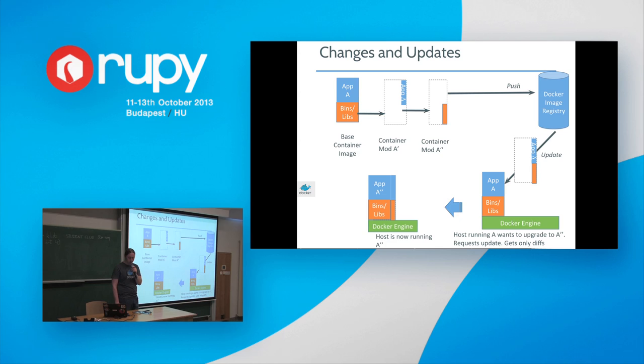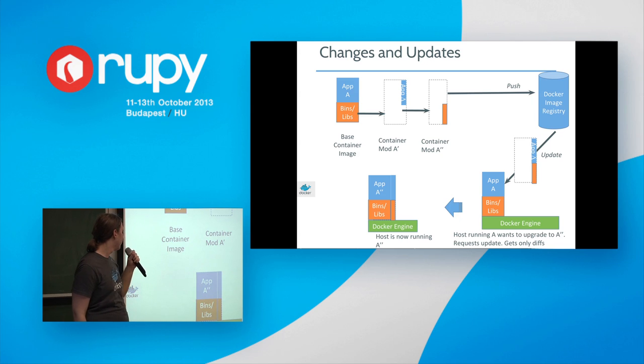OK, so how do we handle changes and updates? Let's say you make two modifications to your application here, to your container. When you push, you actually only push the differential. Docker takes care of that. You just do docker push with your image, and it will recognize the changes and push the differential. The hosts that already have your application only have to pull the differential. So you reduce a lot of overhead compared to downloading whole binaries or anything. So it's kind of like Git, I guess.